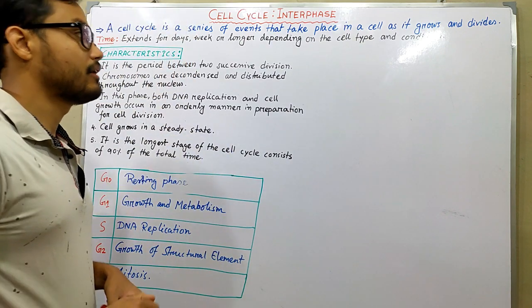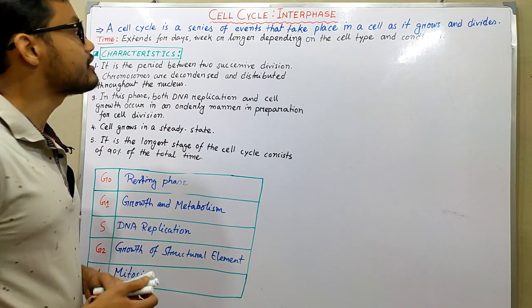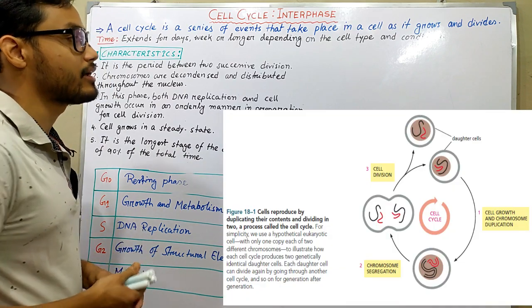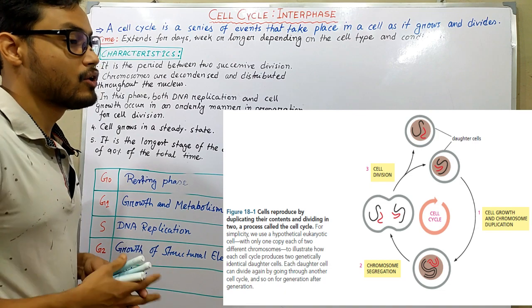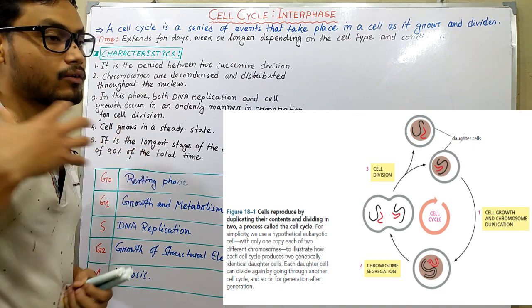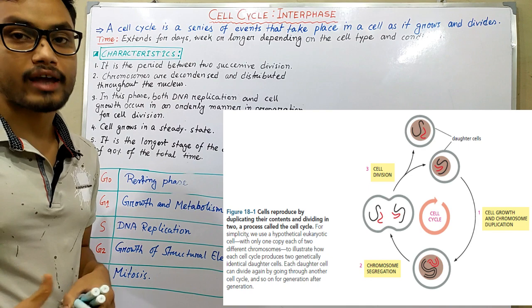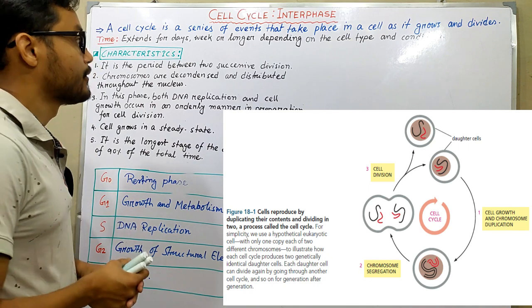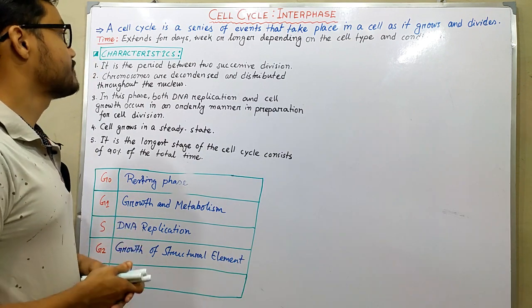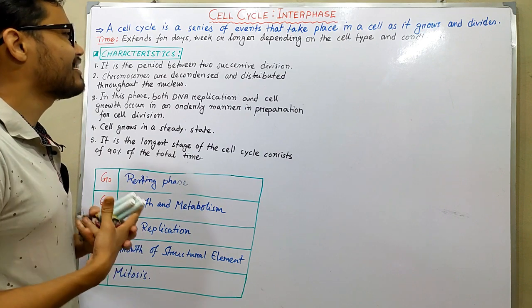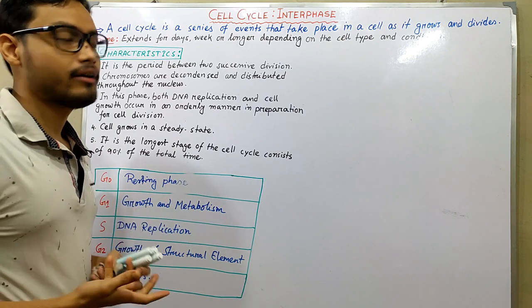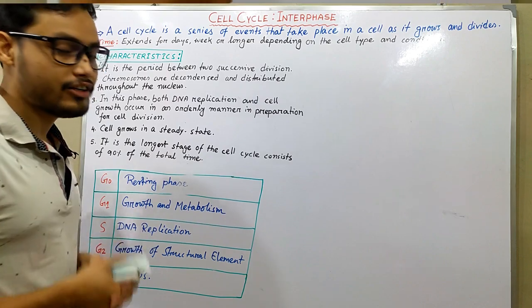First thing, what is the definition of the cell cycle? A cell cycle is a series of events that take place in a cell as it grows and divides. So when a cell is going through a cell cycle, it actually grows and further it divides. And what is the time needed for a cell cycle? It extends for days, weeks, or longer depending on the cell type and condition.